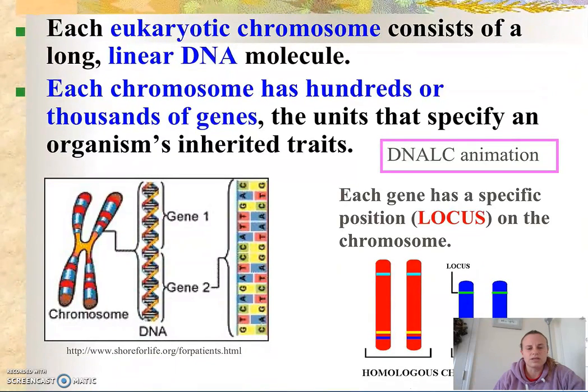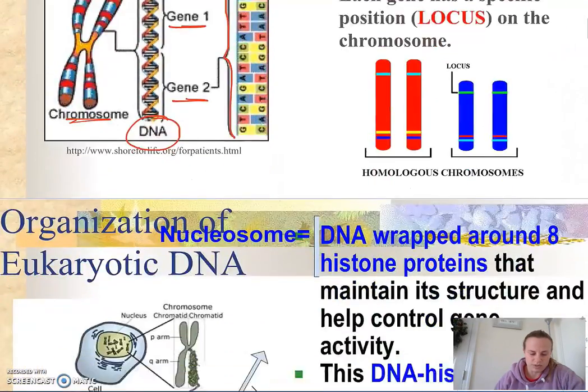So now let's dive into eukaryotic chromosomes a little bit deeper. Like we said, eukaryotic chromosomes consist of a long linear DNA molecule, where that chromosome contains DNA, where that DNA is made up of hundreds to thousands of genes, where those genes are made up of different combinations of nucleotides. Each gene has a specific location or a specific locus on the chromosome.